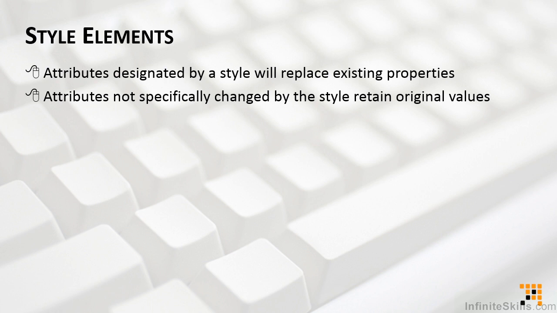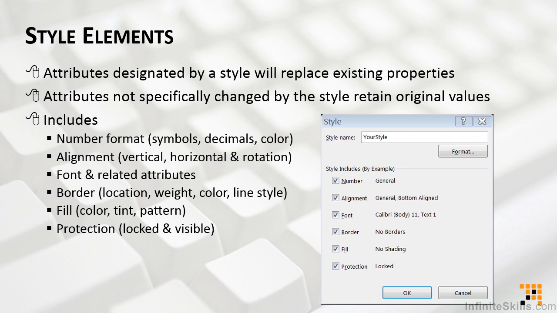Basically, anything you can apply as it relates to formatting can either be included or specifically excluded when you create a style. This includes things like the number format, symbols, decimals, color, the alignment, both vertical, horizontal, and rotation within the cell, the font and all of the related attributes to the font like bold, italics, and underline, the border, including the location, the weight, the color, and the line style, the fill of the cell, like the color, the tint, and the pattern, and even cell protection, including if it's locked and or visible.